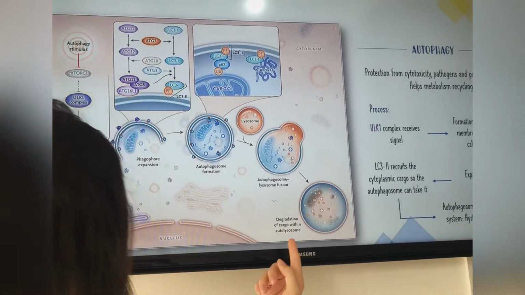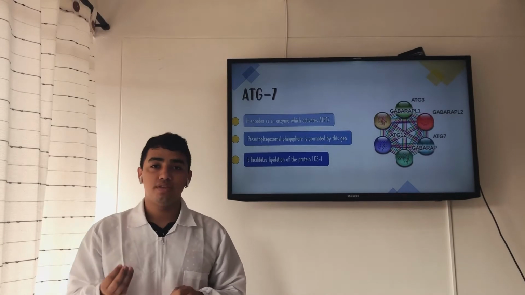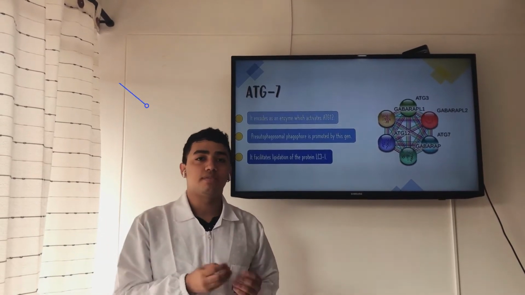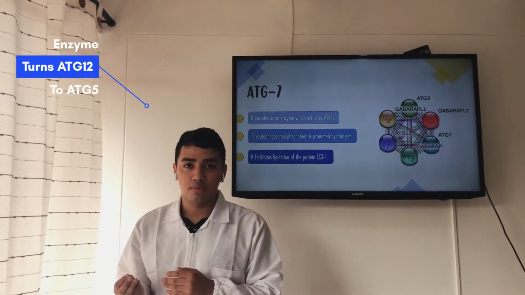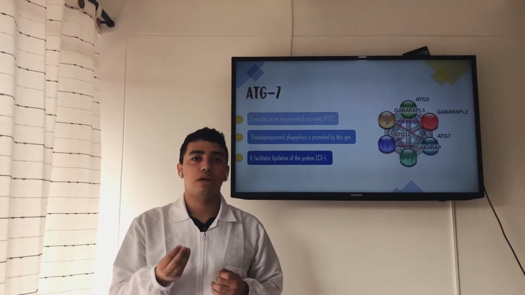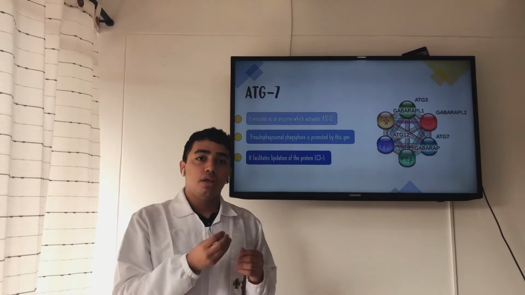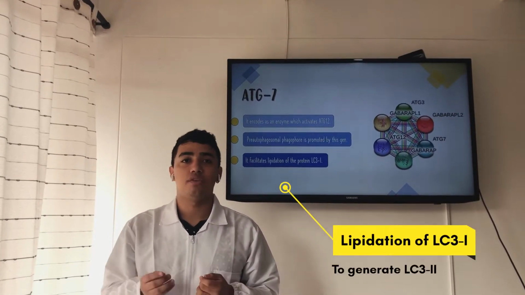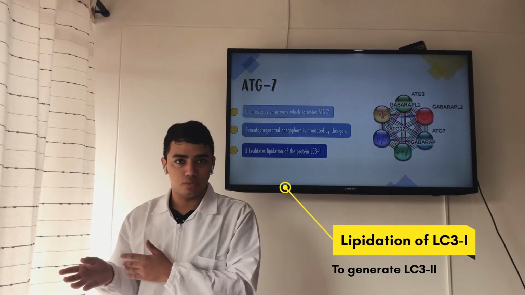degrade the cargo. So, ATG7 encodes an E1-like enzyme that activates ATG12 to ATG5, promoting the expansion of the pre-autophagosomal phagophore. ATG7 also facilitates the lipidation of the protein LC31 to generate LC32.